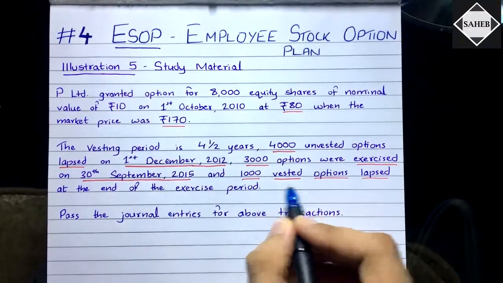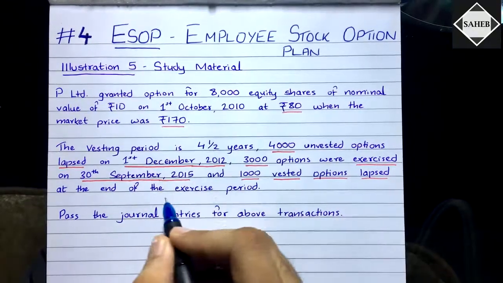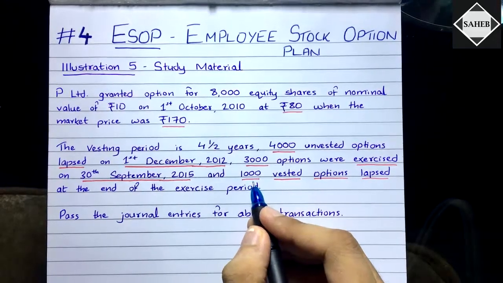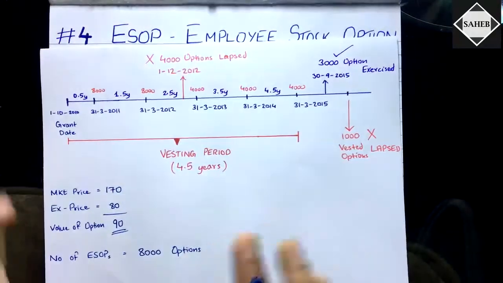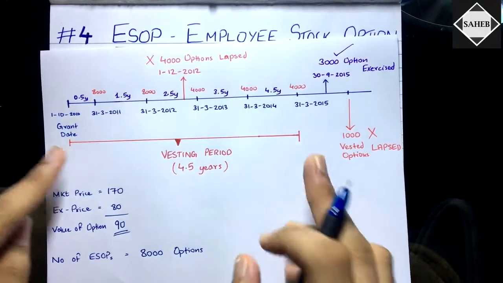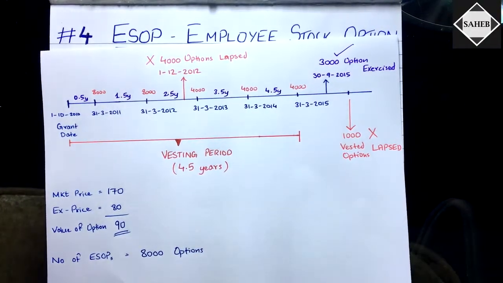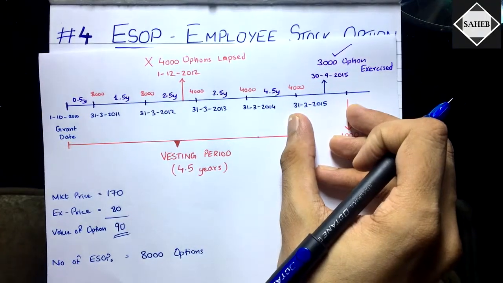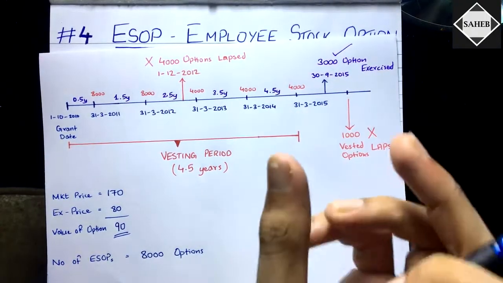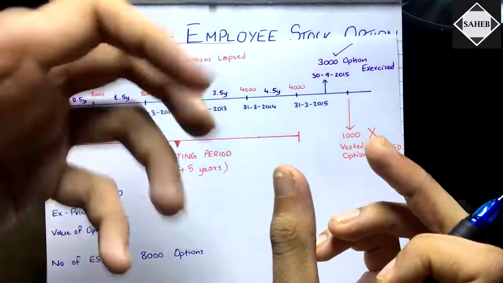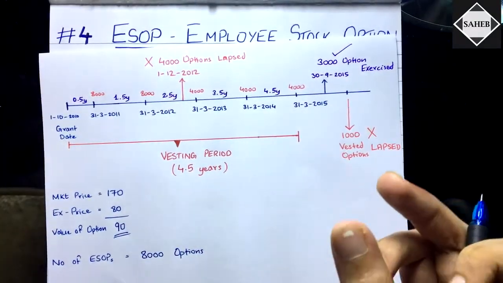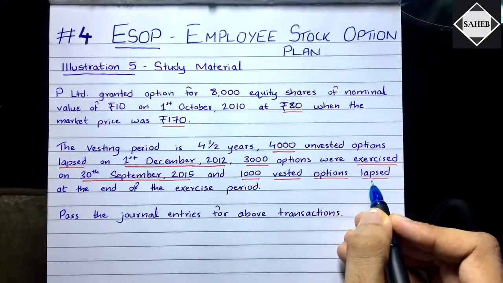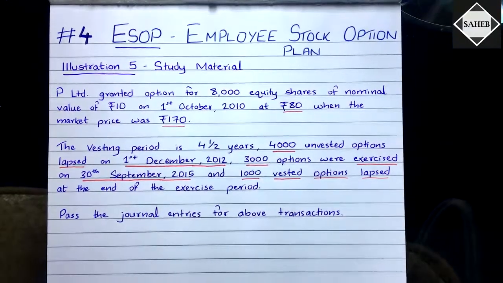Then they are saying, and 1,000 vested options lapsed at the end of the exercise period. What does this mean? It means that some employees, even after satisfying the condition, even after being the employee for 4.5 years, haven't used their options. After the vesting period, a period will start that is called the exercise period, which is prescribed by the company. In that exercise period only, the employees will have to use their options to buy the shares. If they don't do that, the options will lapse. Yeah, they will get expired. Is that clear?